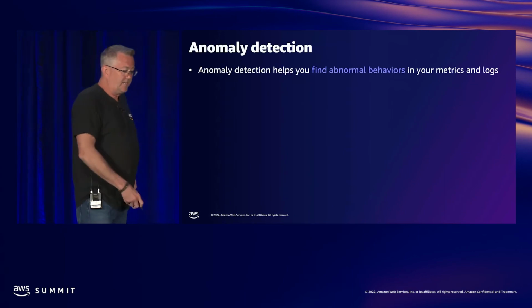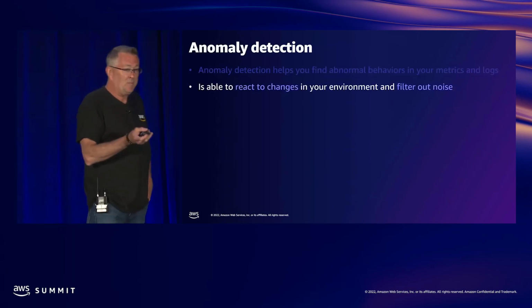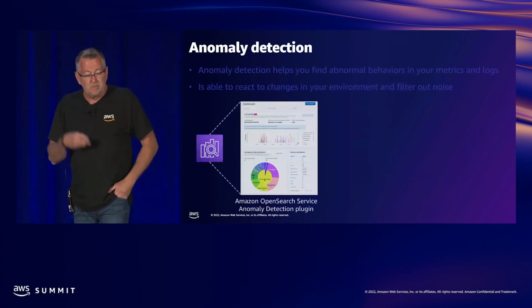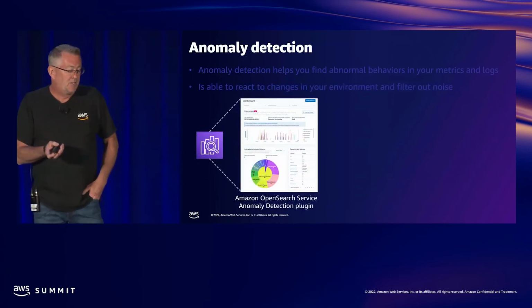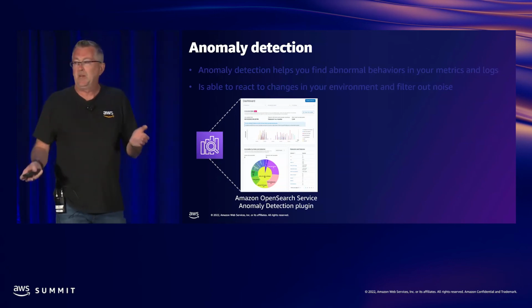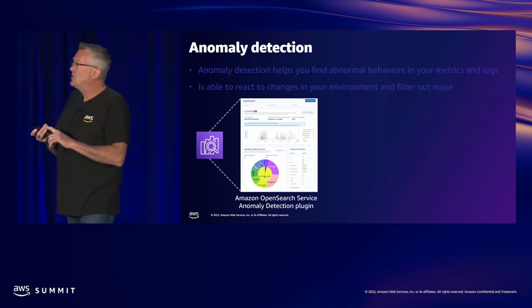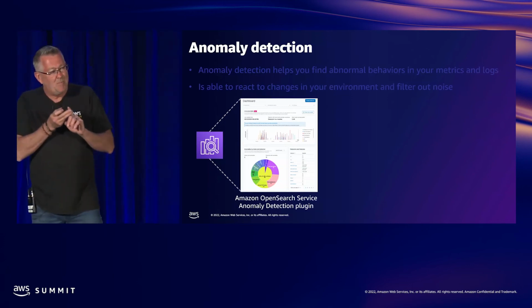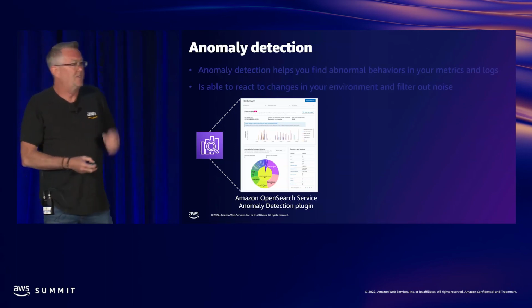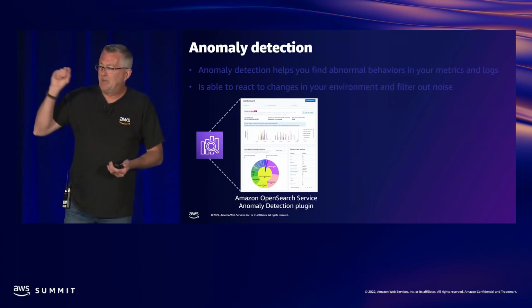So if we look at anomaly detection again, find abnormal behaviors. You're able to react to changes in your environment, as I mentioned. And you're basically filtering out that noise. So if you use the Amazon OpenSearch service, effectively, you do have a full suite that's related to anomaly detection. It's integrated with the alerting plugin, and it gives you those capabilities to understand when these events happened, and it gives you a couple things. First of all, it gives you an anomaly score, and it gives you anomaly confidence.